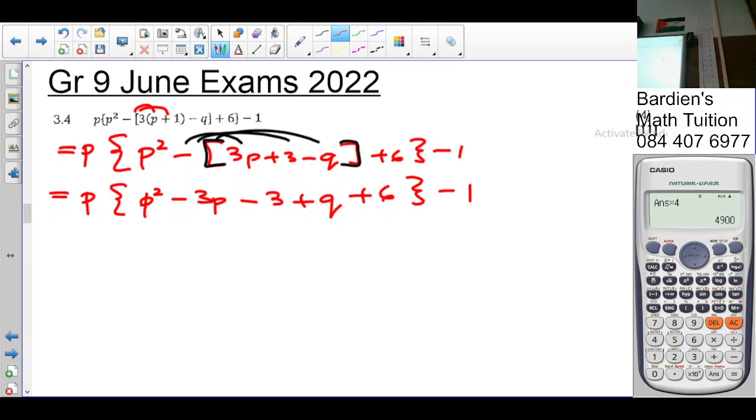Squiggle bracket. What do you call that? Curve. That's not a curve bracket. What bracket is that? A squiggle.